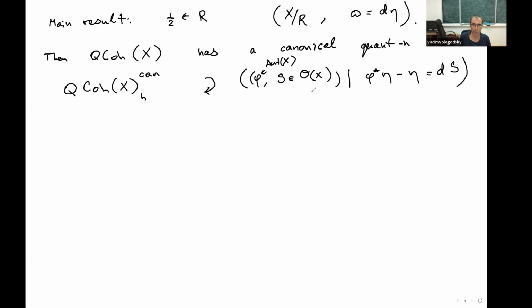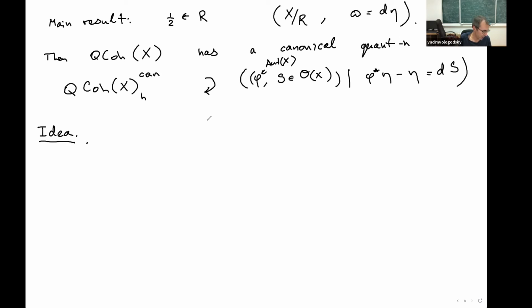And on this group, you can easily construct a group structure, right? You want to compose automorphisms and figure out what you need to do with these functions to make this condition satisfied. So that's a group, and it acts here, by autoequivalences. That's the main statement. And in the remaining few minutes, I want to tell you what the idea of the proof is.